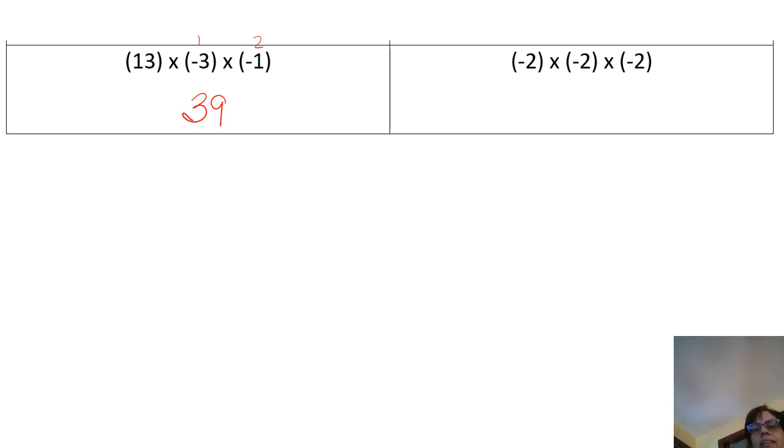Now let's look at the second example. Let's perform the operation. 2 times 2 is 4, times 2 is 8. And now let's count negatives. I see 1, 2, 3. 3 is an odd number of negatives, so therefore I know there will always be that one left over, causing the answer to be negative.